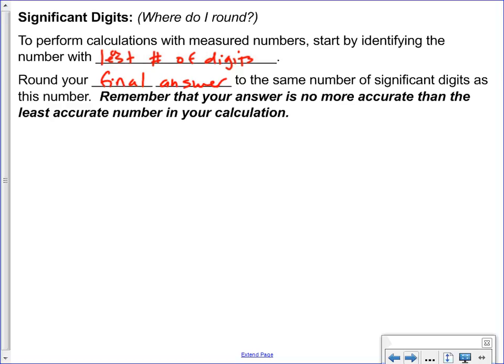So again, if it's 1 decimal place, round to 1. If it's 2, you've got to round to 2. No big deal. This is not that hard. It's just we're applying what you learned.